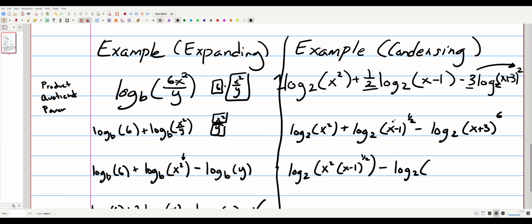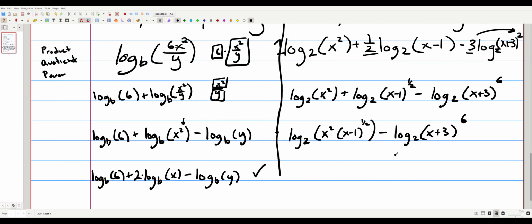And hopefully we can remember that when we have a fractional exponent, this is the same thing as a radical, right? So we'll rewrite it one more time. Log base 2 of x squared times the square root of x minus 1, right? 1 is the power of the argument here, and the 2 is the power of the radical. So it's going to be a square root. And then minus, and we'll rewrite the second logarithm because we haven't done anything with it yet.